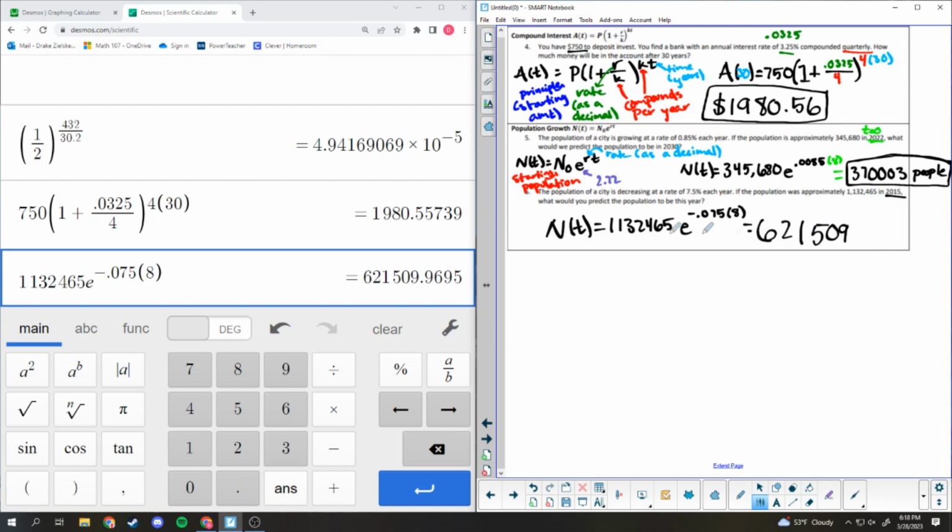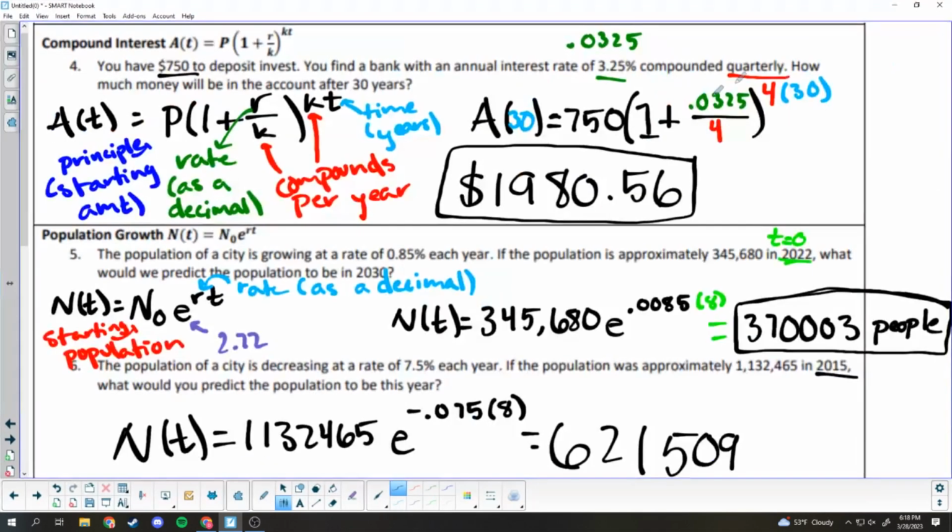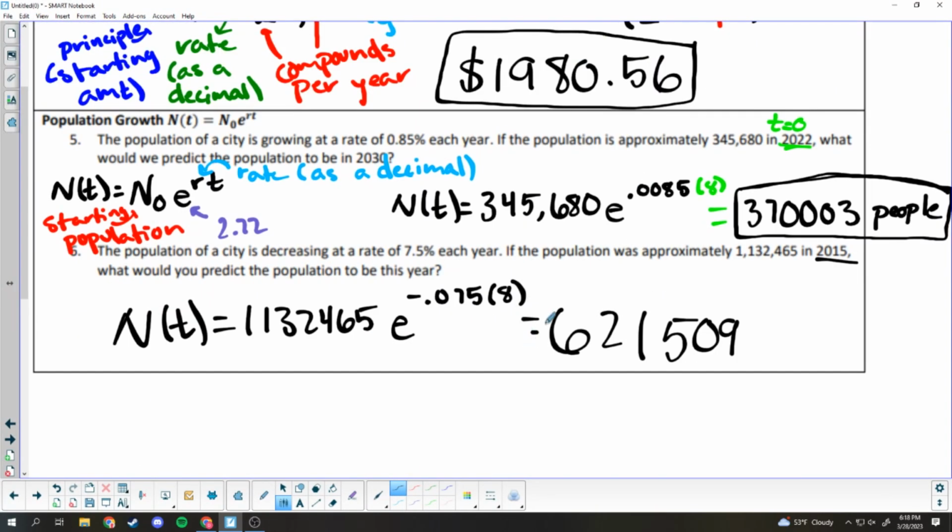621,509. And then we have 0.96. Should we round up? No, we're not going to round up. Me at the Taco Bell line. All right, 621,509 people.